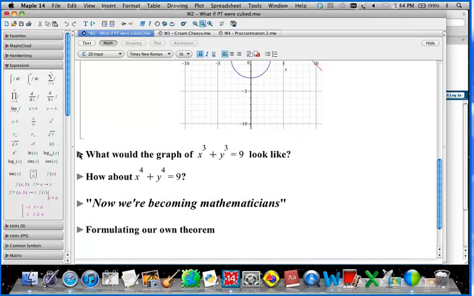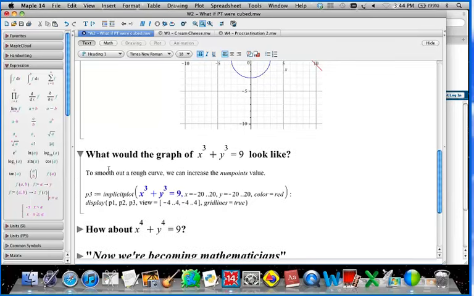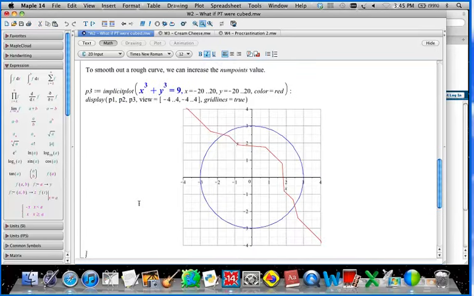So what would the graph of x cubed plus y cubed equals 9 look like? All right, well, let's take a look. Let's generate a plot of that implicit function. Now, we don't call it that in front of the kids. That's our notation. And let's display all three curves together. P1 is the line, P2 is the circle, P3 is this new thing. We're not sure what it looks like. And it looks something like that.